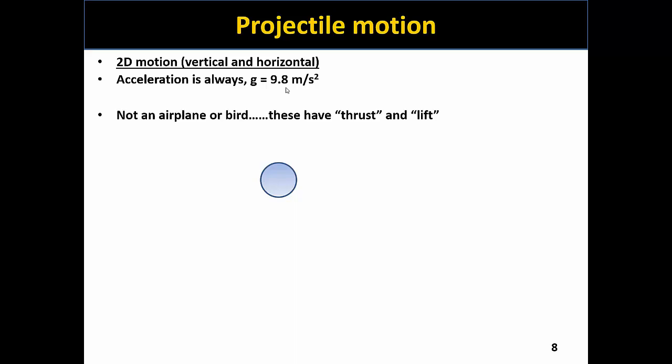So when we think about a projectile, we refer to an object that does not have an external contact with any other object or surface. But keep in mind, this does not apply to airplanes or birds. These have what's called thrust and lift, as we'll define on the next slide.